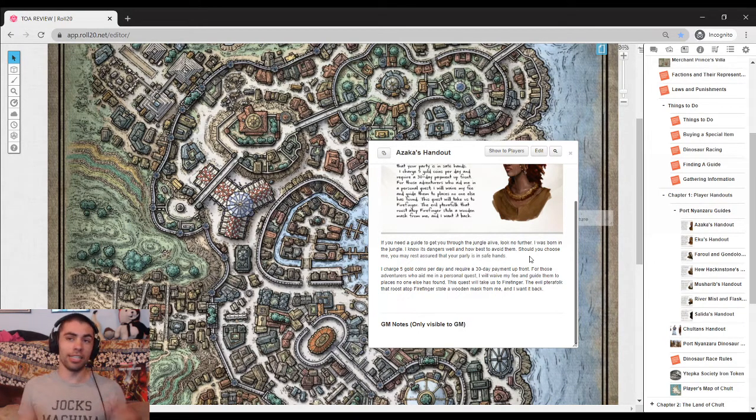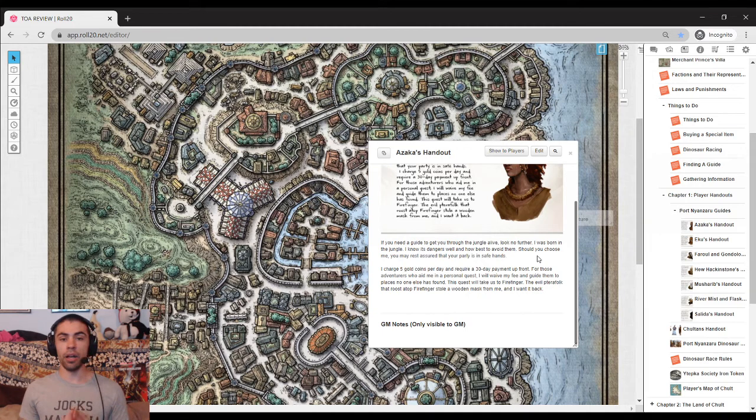Azaka says that she's willing to guide the players, but if they were to do a little quest for her, she might be able to waive the fee. However, that quest is dangerous, as it takes them to a place called Firefinger, which is guarded by Terrafolk. And the potential of getting thrown off a 300-foot sheer fall is pretty scary. But it might be worth it, because a lot of people are stingy and don't want to pay up all that gold. And this is where the writing for this book is fantastic.